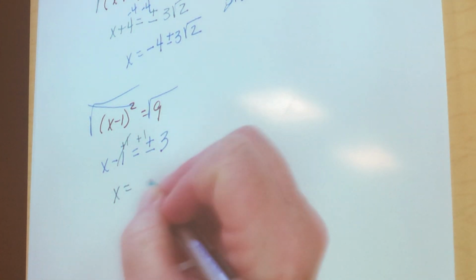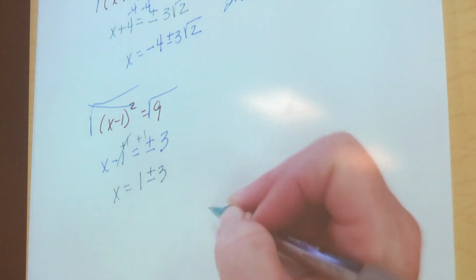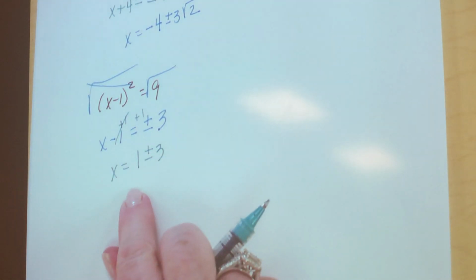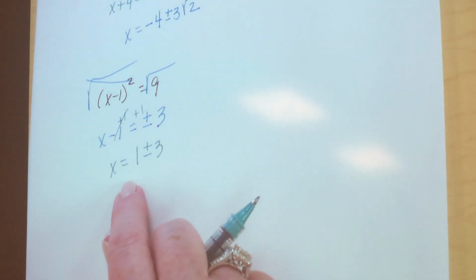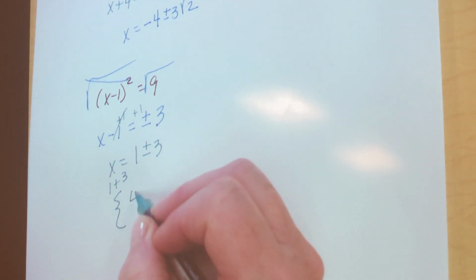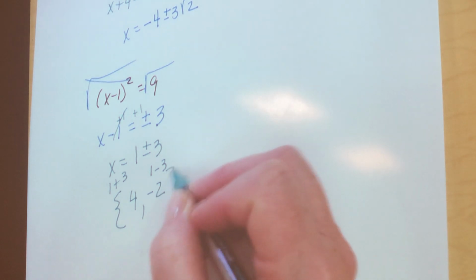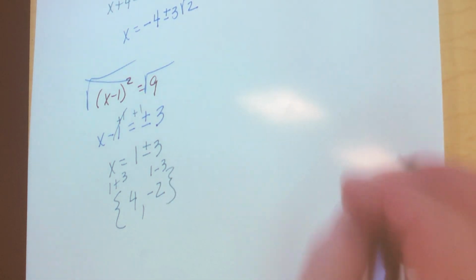Here it goes in the front, guys. 1 plus or minus 3. And if you left it like this, I gave you half credit. Because I think that you should know what is 1 plus 3. 4. What is 1 minus 3? Negative 2. So those are my answers.